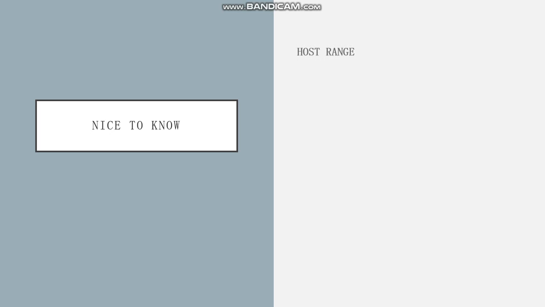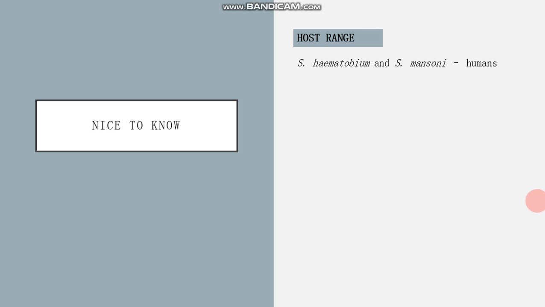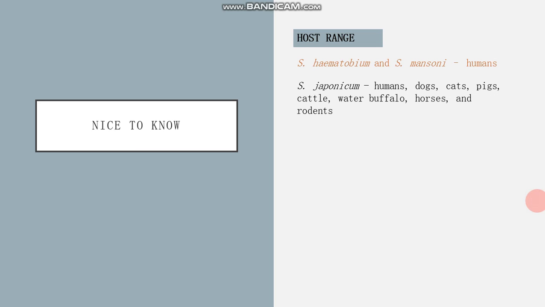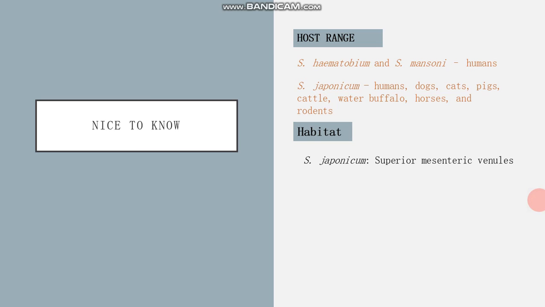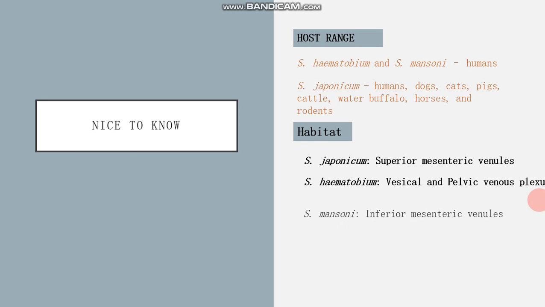Next is nice to know about this parasite, host range. S. haematobium and S. mansoni can be found in humans, while S. japonicum can be found in humans, dogs, cats, pigs, cattle, water buffalo, horses, and rodents. Next is the habitat. S. japonicum can be found in the superior mesenteric venous, while S. haematobium can be found in the vesical and pelvic venous plexus, while S. mansoni is in the inferior mesenteric venous.